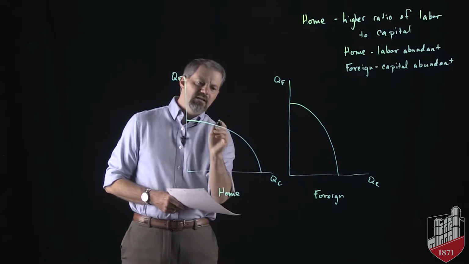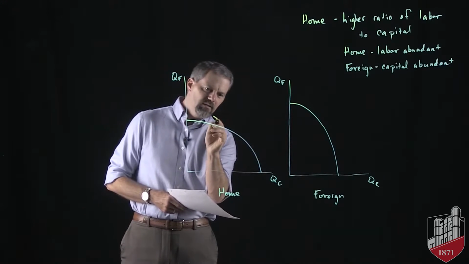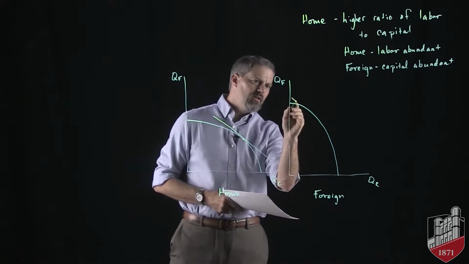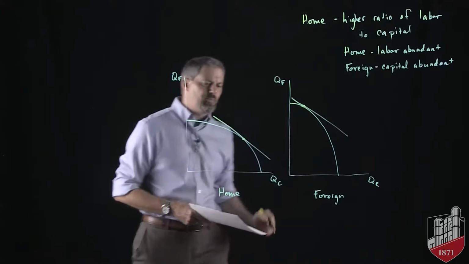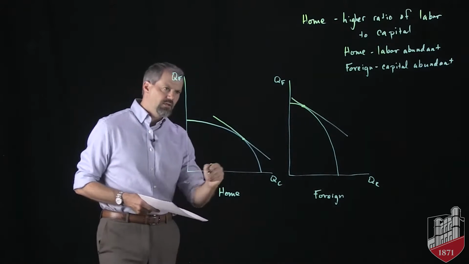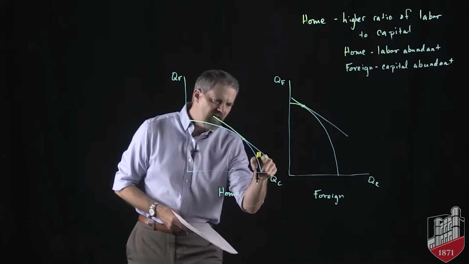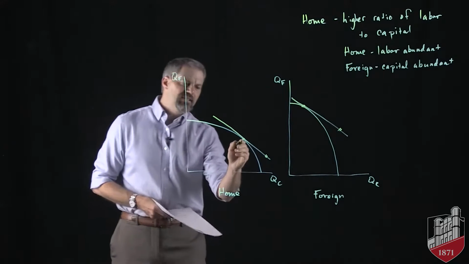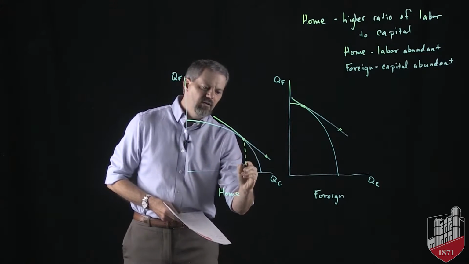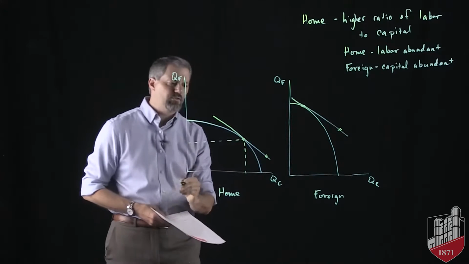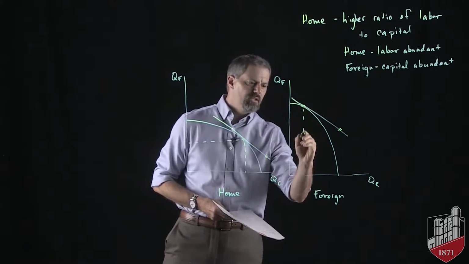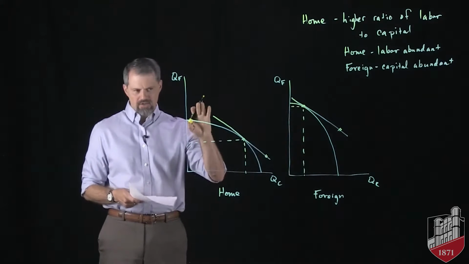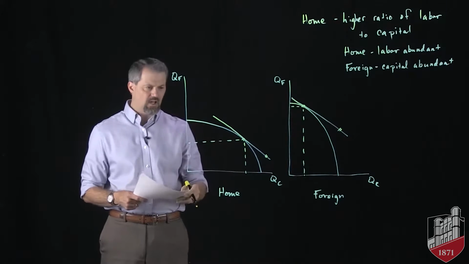If we were to look at an iso-value line that has equal slope, let's draw one there and one here, at the place where the slope of these two PPFs is equal, I'm assuming that the slope of that line is equal to the slope of that line. What we see is that in home, we're going to have a higher relative amount of cloth produced to food than we will in foreign. So at any relative price of cloth, home is going to produce a higher ratio of cloth to food.